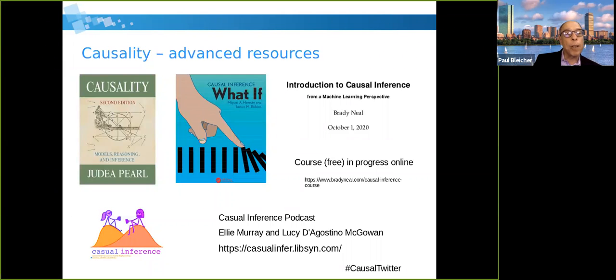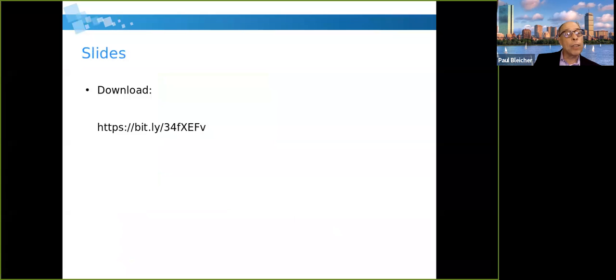And then a deeper dive into causality, some of this book by Judea Pearl, another by Miguel Hernan and James Robins, a course that's ongoing this fall that's wonderful that I'm taking, and the Causal Inference podcast from a local epidemiologist.